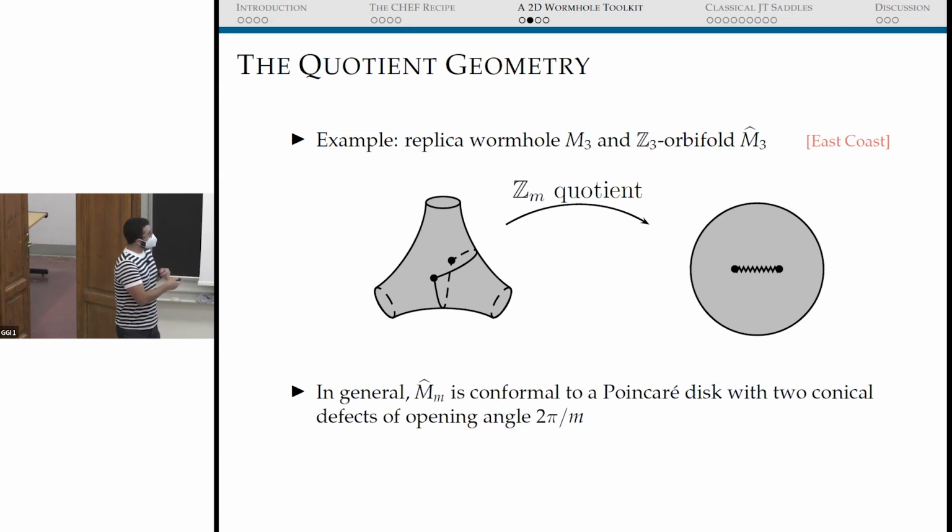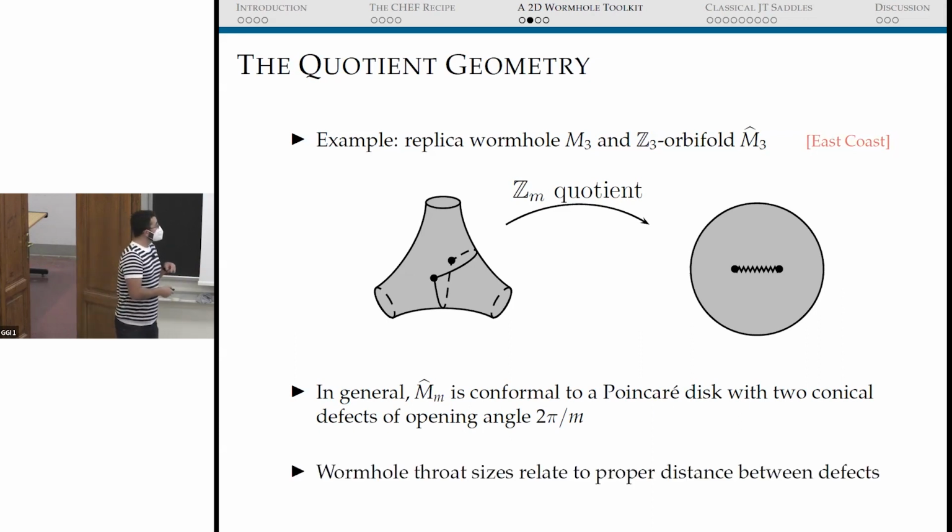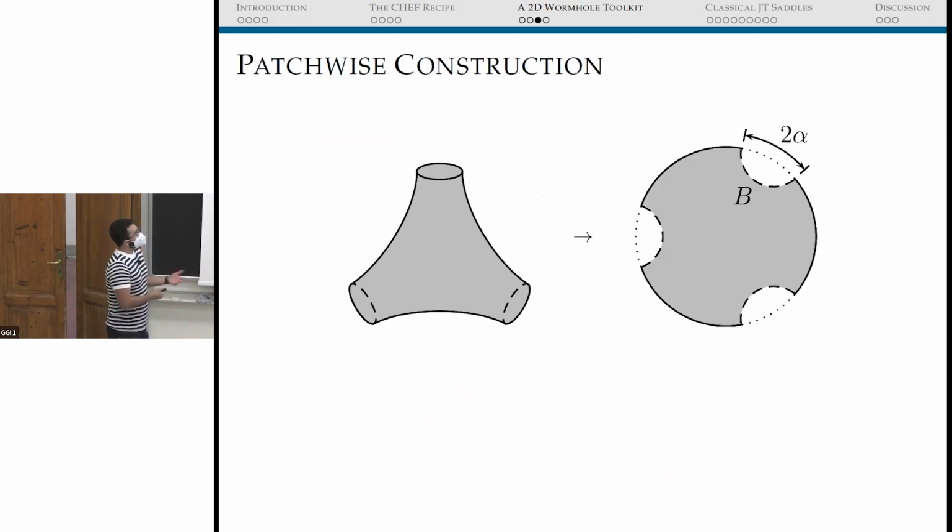So that's what the quotient will look like in general in 2 dimensions. So it's like a Poincare disk with 2 conical defects of opening angle 2 pi over M. And this is something I already said about the modulus. Okay, so I'm going to offer you 2 descriptions of this geometry, which might be more useful depending on what you want to do. The first one is a patchwise construction, where we are going to look at a fundamental domain where we can do things very explicitly.